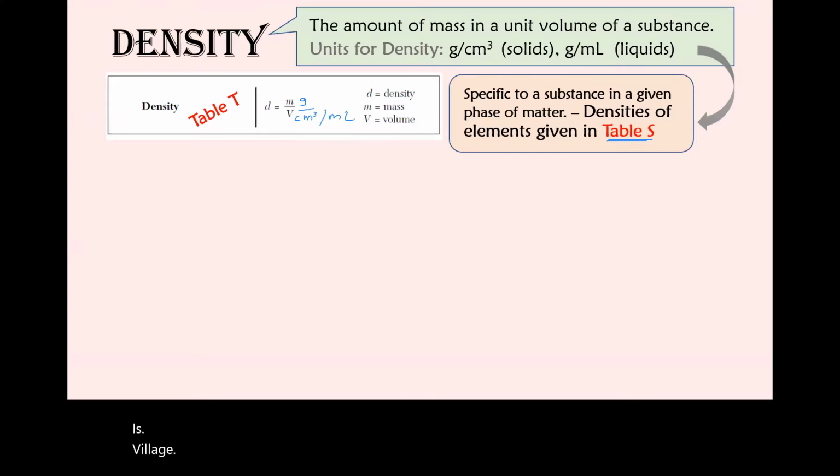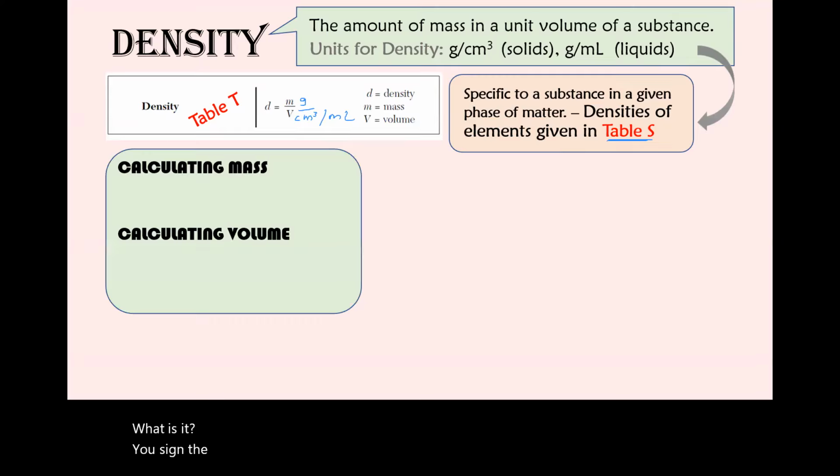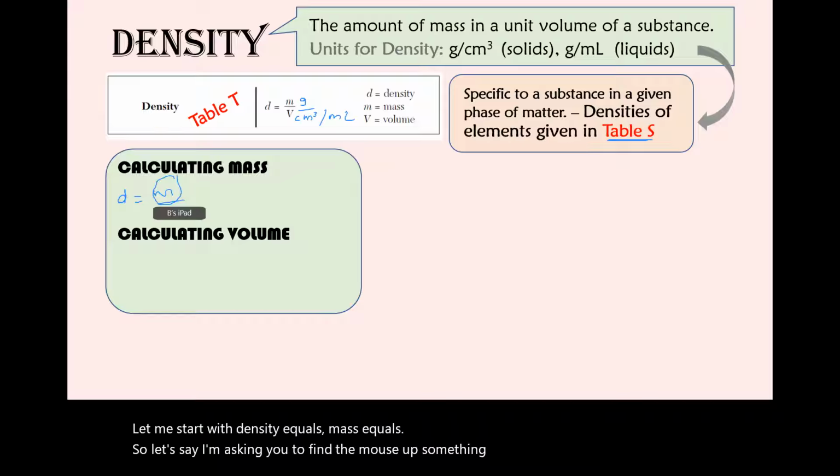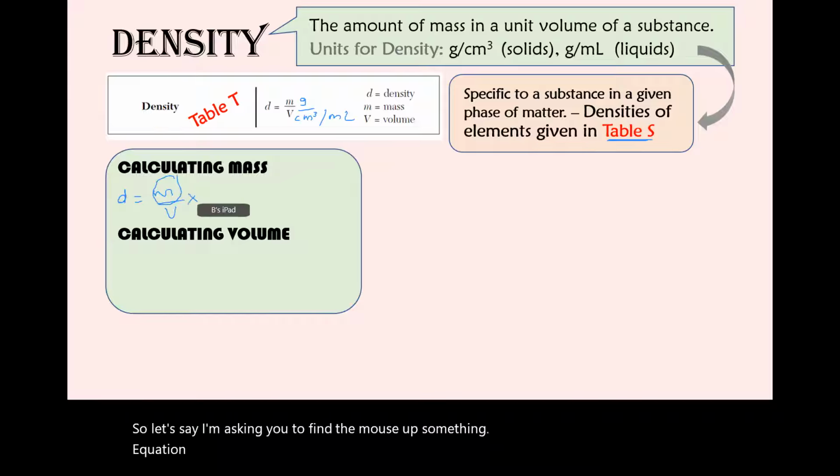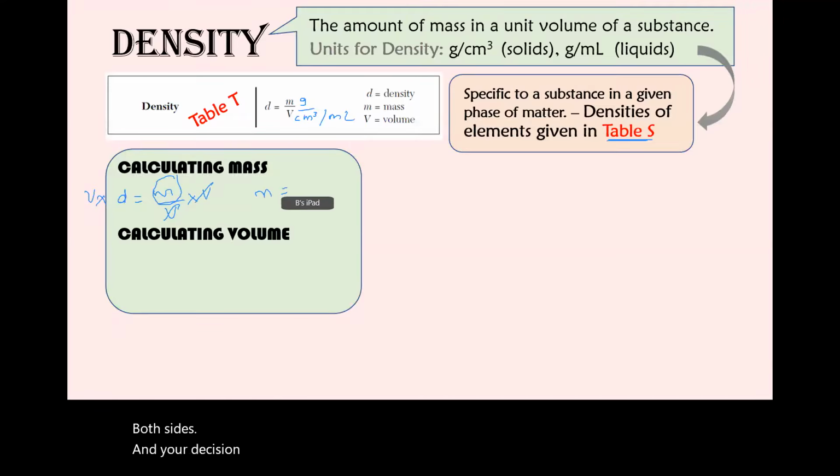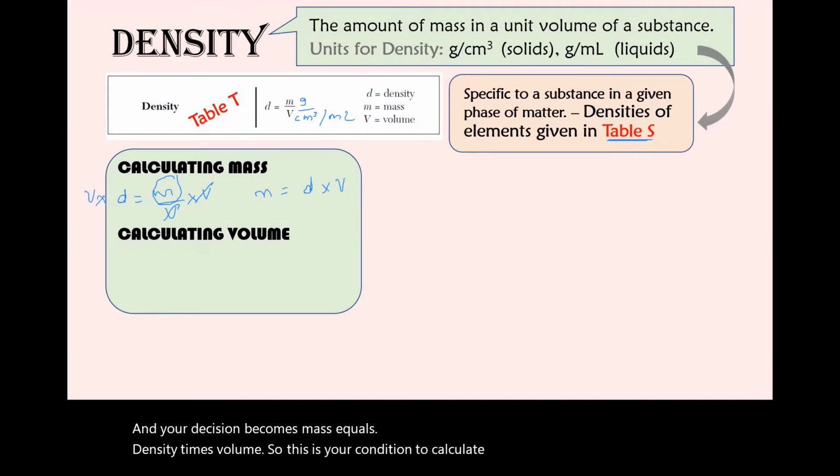So if you want to rearrange this equation to find the mass or the volume, let me start with density equals mass over volume. Let's say I'm asking you to find the mass of something. We rearrange the equation. It's going to be very simple. Just multiply both sides by volume. That way we get rid of the volume on this side. And your equation becomes mass equals density times volume. So this is your equation to calculate the mass, right?